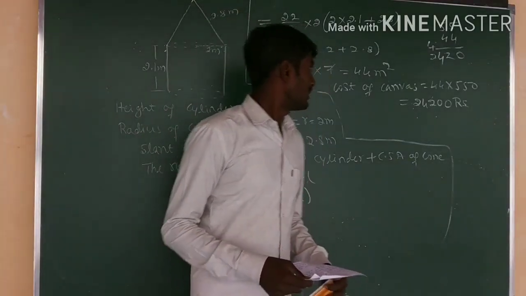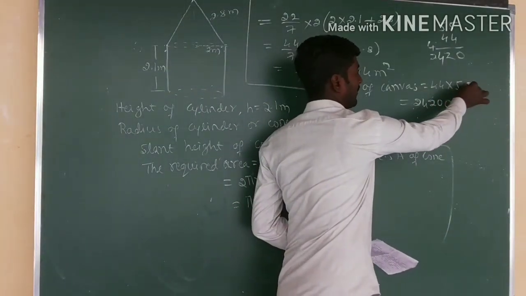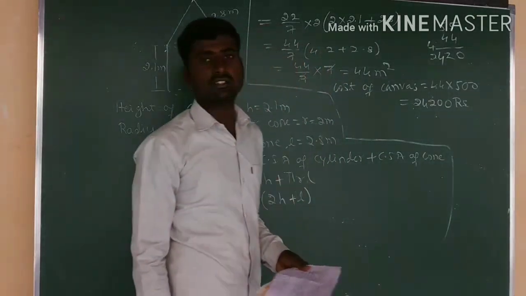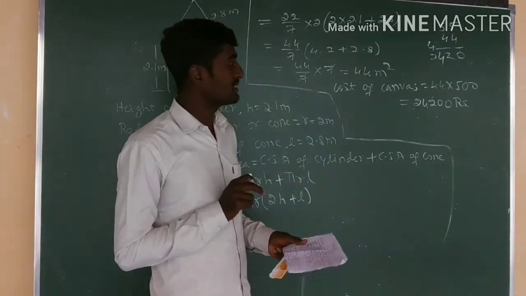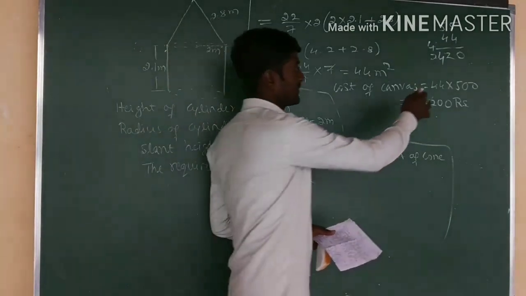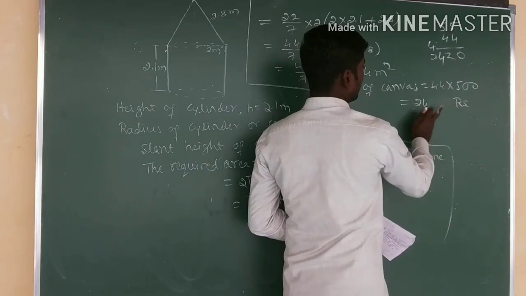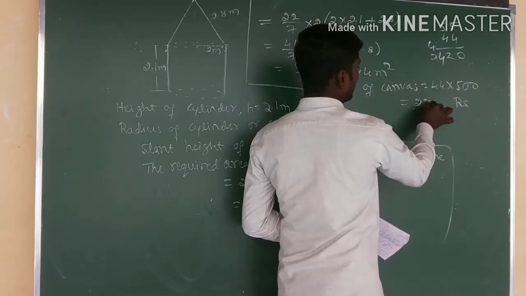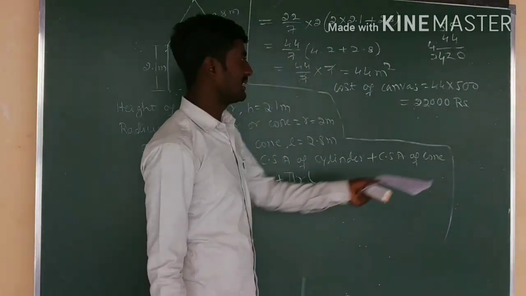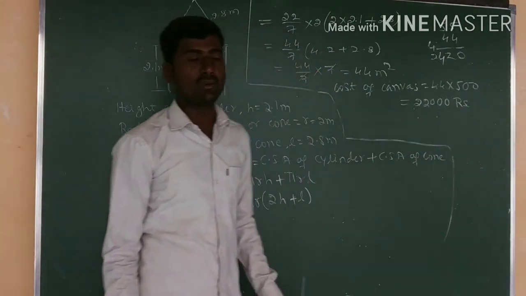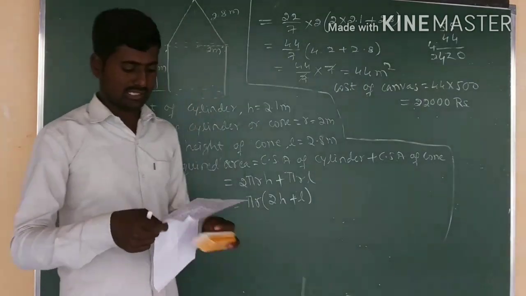Now the cost of canvas, I have taken here 550. It is not 550. They gave it as 500. The cost of that canvas for 1 meter square is 500 they gave. So if it is 500, then this is 22,000. So this is the total cost of canvas. Okay, now let us go for the 8th question.